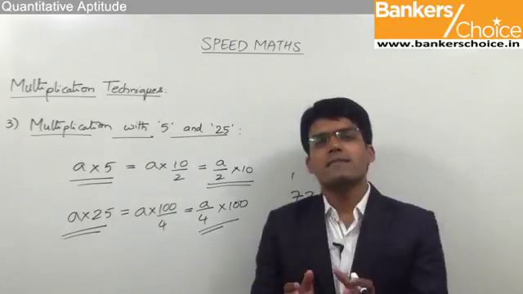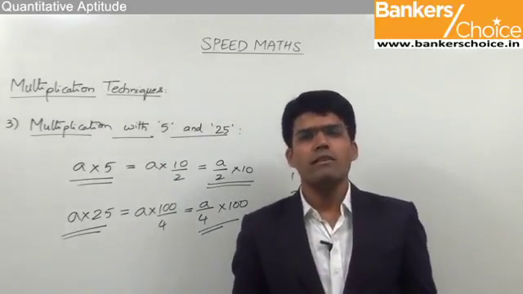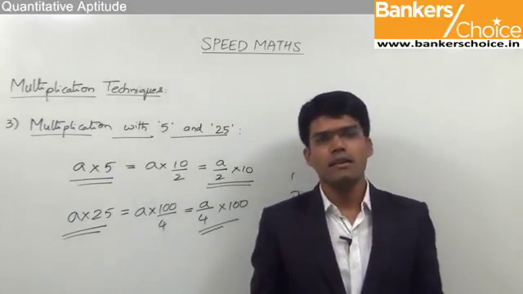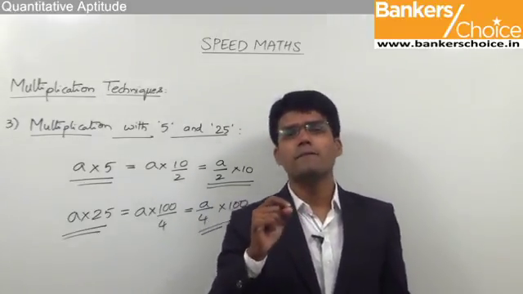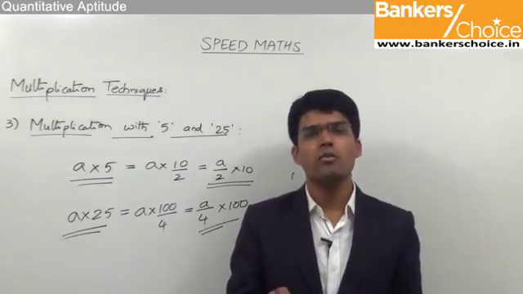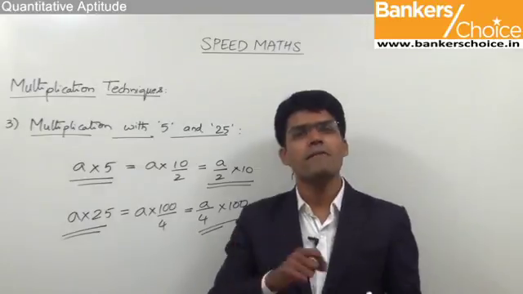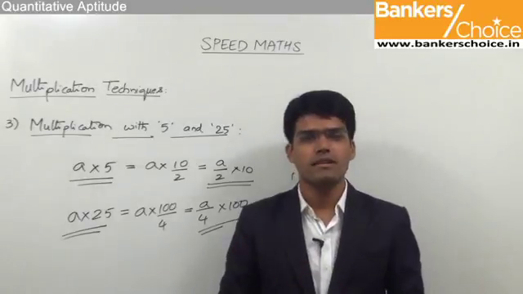So the only point is, if the number is not divisible by 4, we may get a decimal answer, and we multiply that with 100. For example, let's say we have to multiply 34 with 25. 34 by 4 is 8.5, because 32 by 4 is 8, so 34 by 4 will be 8 and an extra half, 8.5. 8.5 into 100 is 850. So we can directly say that 34 into 25 is 850.